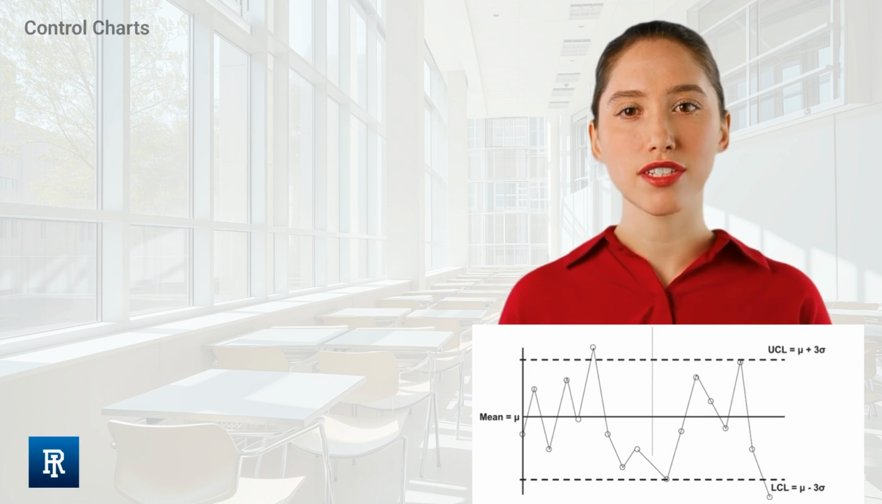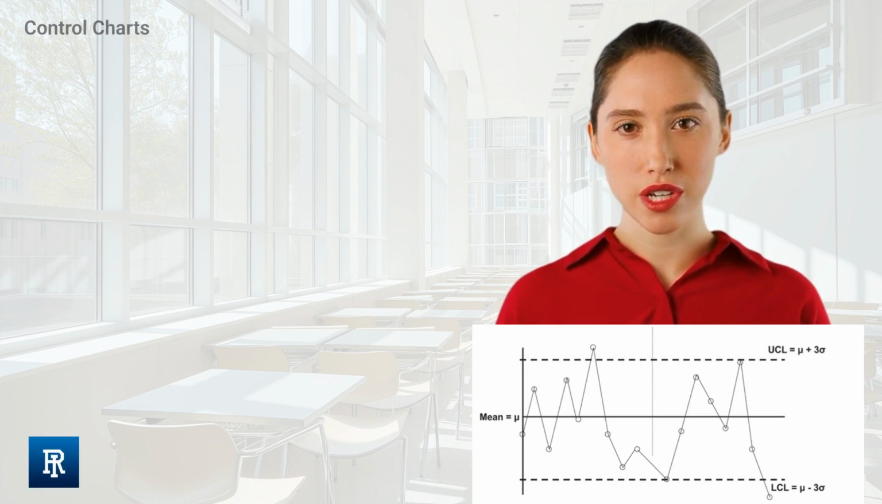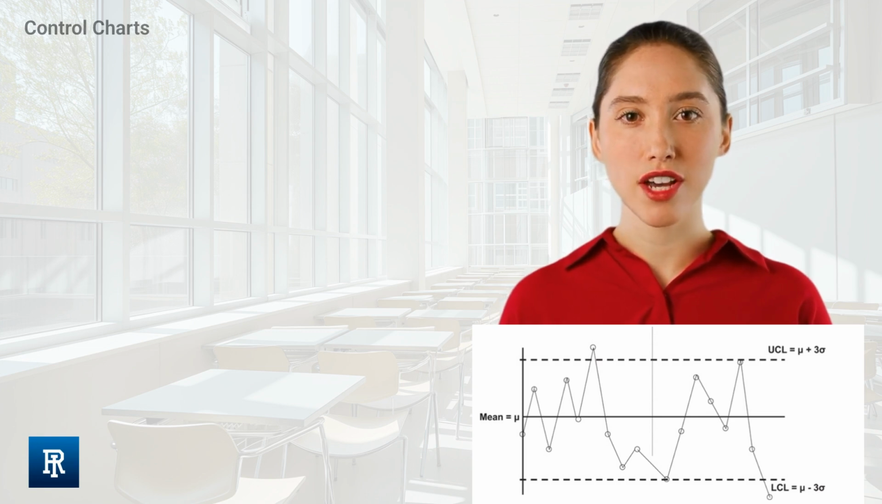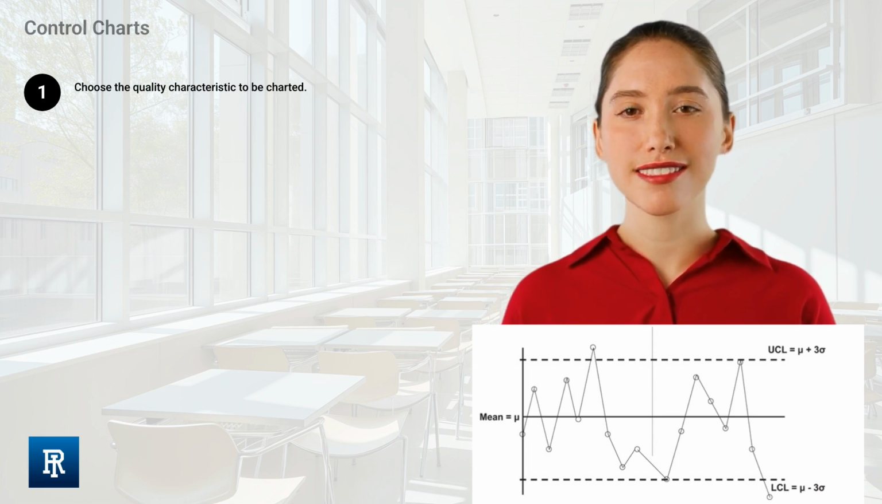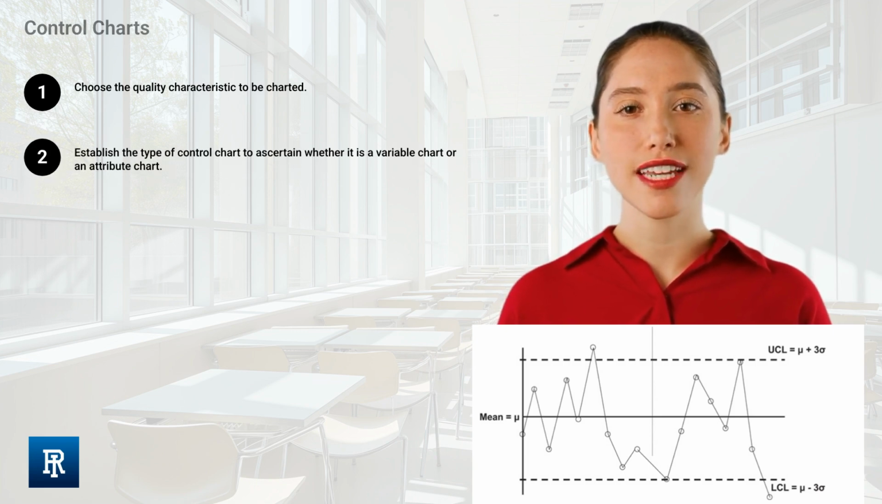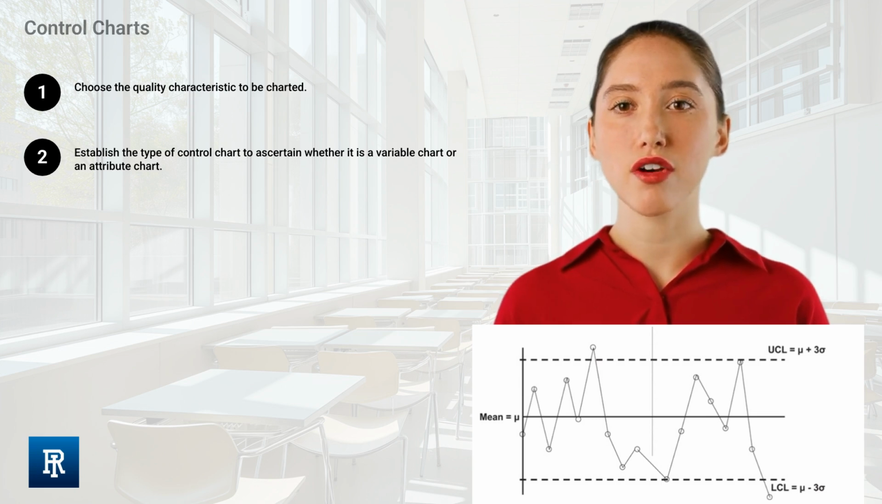Control charts are run charts with muscle. They include control limits to show if a process is stable or has unusual variations. There are 6 basic steps in developing control charts. Choose the quality characteristic to be charted. Establish the type of control chart to ascertain whether it is a variable chart or an attribute chart.